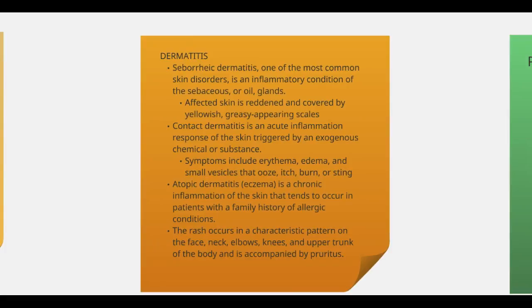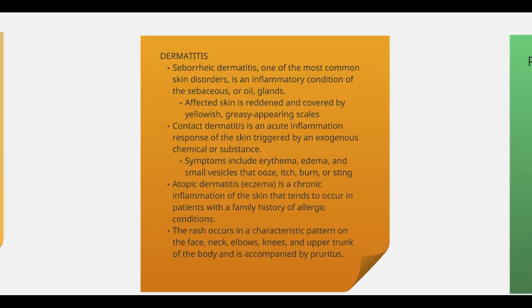Dermatitis is the inflammation of skin. There are a couple of different types that you should be aware of. There's seborrheic dermatitis, which is one of the most common skin disorders. It's an inflammatory condition of the sebaceous or oil-producing glands. The affected skin is going to look reddened. It's going to be covered by these yellowish, greasy appearing scales, and that greasy appearance comes from the fact that it affects the sebaceous glands.